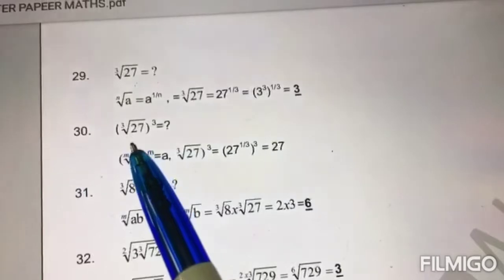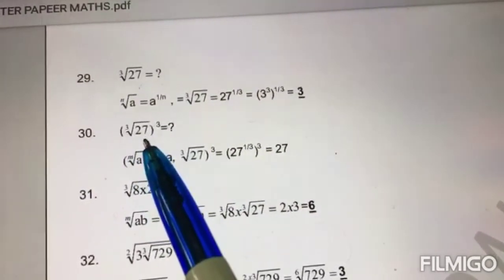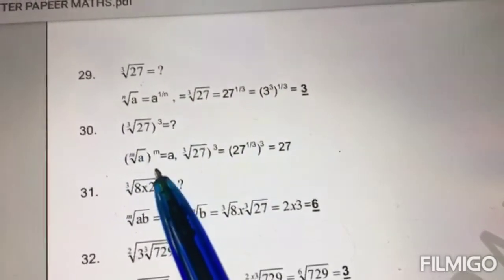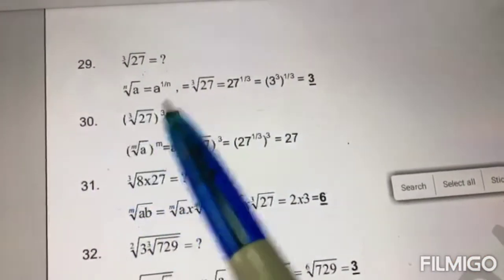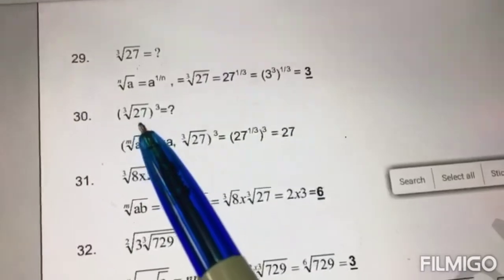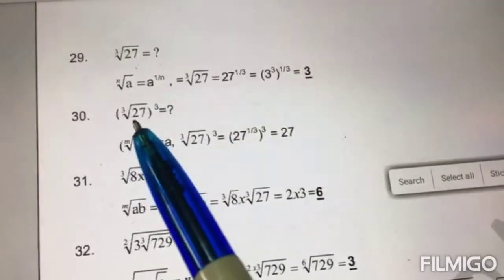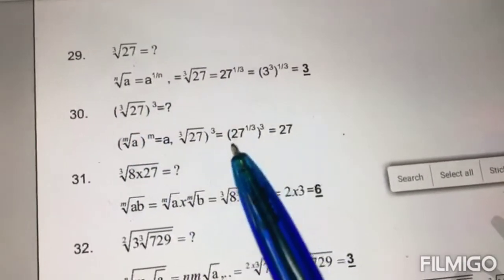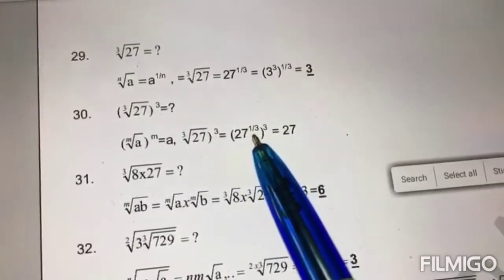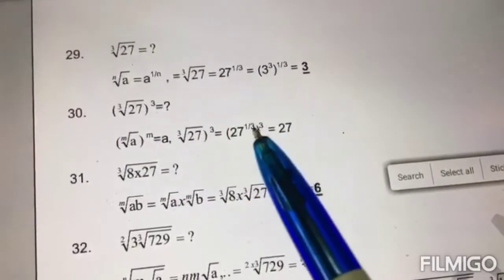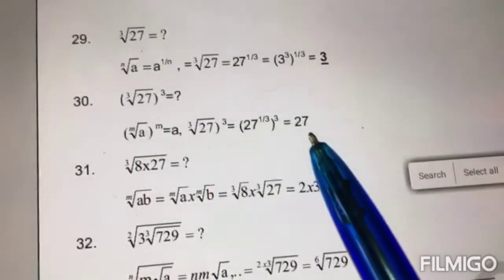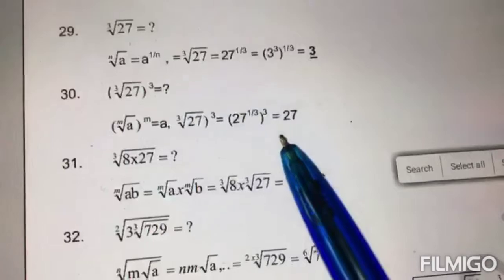The nth root of any number can be written as that number raised to 1 by n. Okay. So this is cube root of 3 whole cube. So cube root of 27 whole cube. So cube root of 27 can be written as 27 raised to 1 by 3, right? Brackets cube, brackets 3. Now 3 and 3 get cancelled, so the answer is 27. Very simple, right? We've discussed this before, but I thought I'll do this again. 31 is also similar. Please do it yourself.